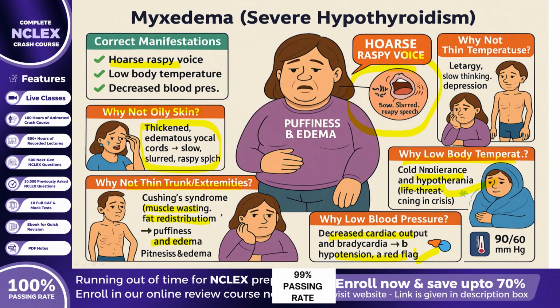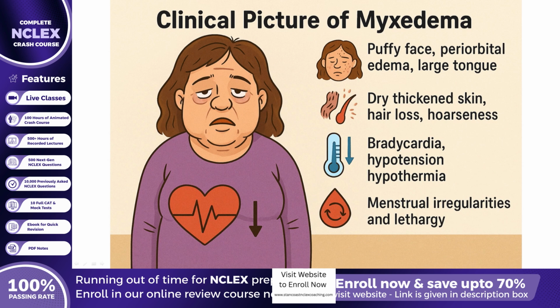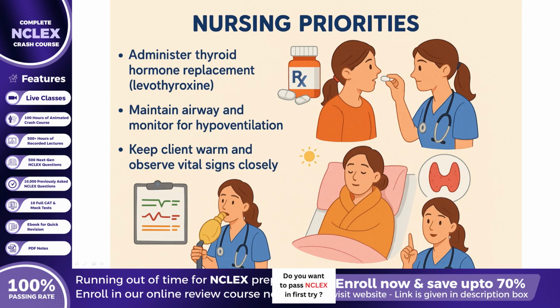To bring everything together, myxedema is the most severe form of hypothyroidism and represents a medical emergency if left untreated. The condition involves a systemic slowing of metabolism, presenting with fatigue, bradycardia, hypotension, hypothermia, facial puffiness, dry skin, and lethargy. Reproductive changes like amenorrhea are also common because the hypothalamic pituitary thyroid axis is disrupted. Nurses must be vigilant in recognizing early warning signs to prevent progression to myxedema coma.